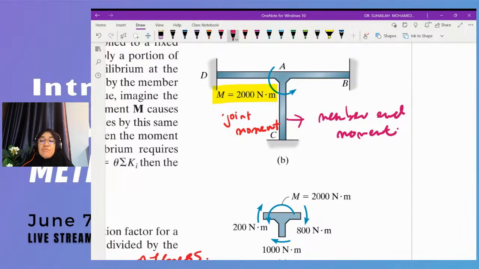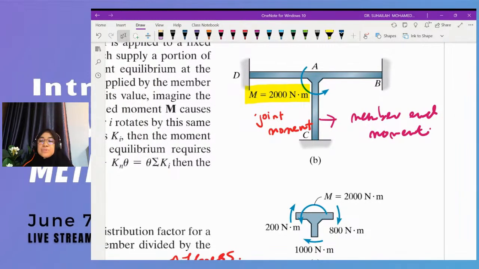So what should we do? From joint moment to member end moment, we have to distribute the moment using the distribution factor. Using distribution factor, we will distribute this joint moment of 2,000. We want to change from joint moment to member end moment, which means we will get the moments MAB, MAC, MAD. The member end moments.